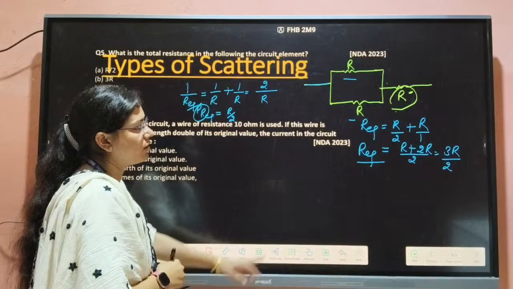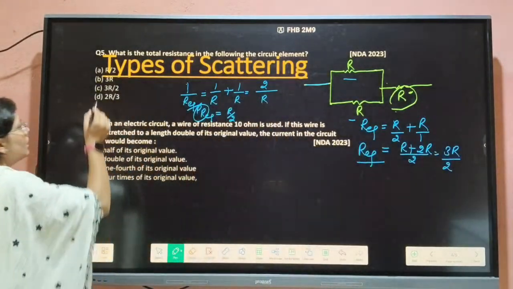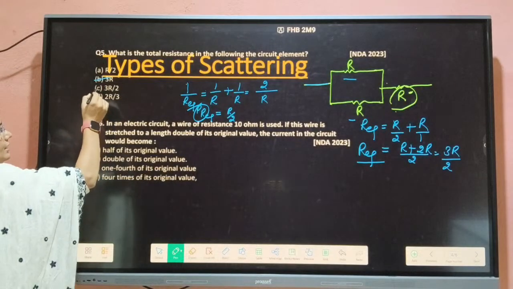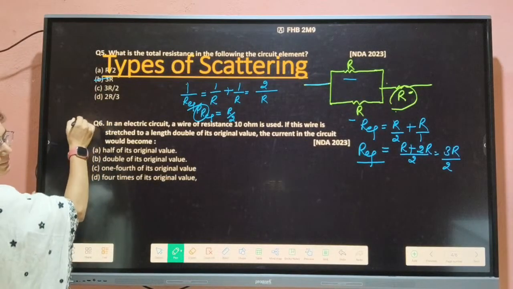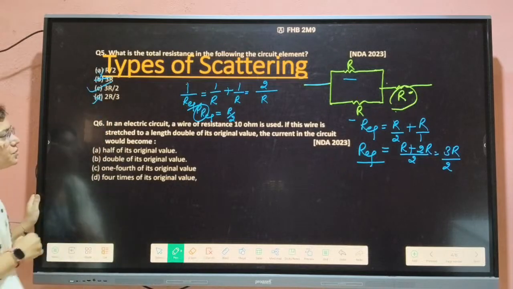Clear? So our answer will become 3 by 2R. Check whether your option is there or not: R by 2, 3R, 3R by 2, and 2R by 3. So the 3R by 2 option, your C option, will be the right option for this one.